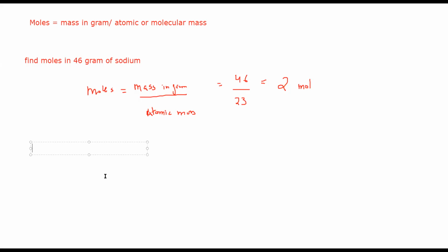If the question is find moles in 50 grams of calcium carbonate. So moles in 50 grams of calcium carbonate. The formula for calcium carbonate is CaCO3. Moles equal mass in gram divided by, in this case I will write molecular mass. Why? Because calcium carbonate is a molecule. So we will write molecular mass.